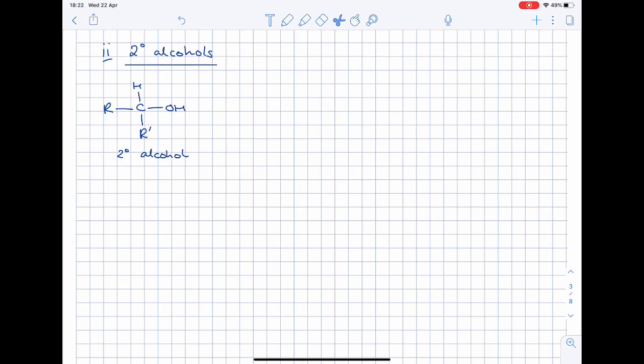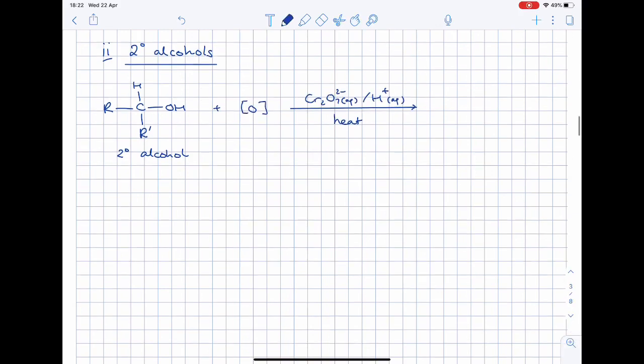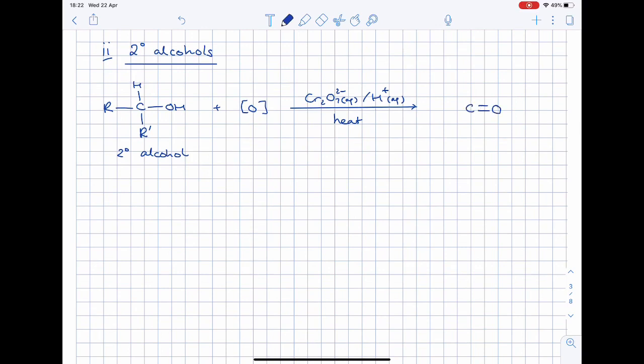When we oxidize secondary alcohols, we don't get aldehydes, but we get a different product. So if we oxidize secondary alcohols, we're going to get a ketone, and a ketone has this structure. So I'm going to try to relate it to my original alcohol and keep the O here. And we have the rest of the molecule.